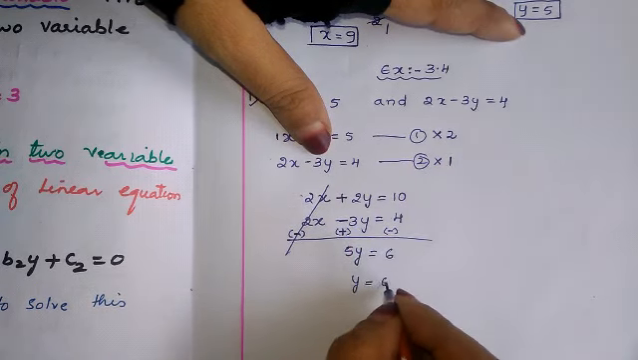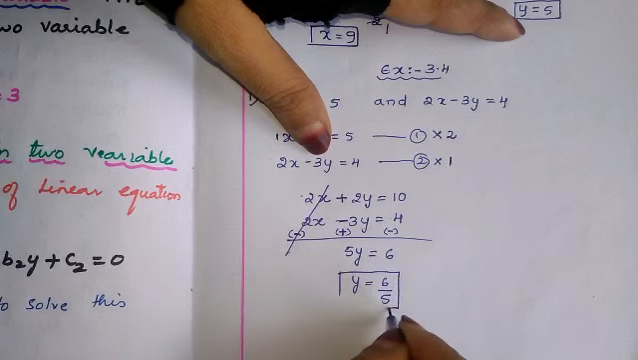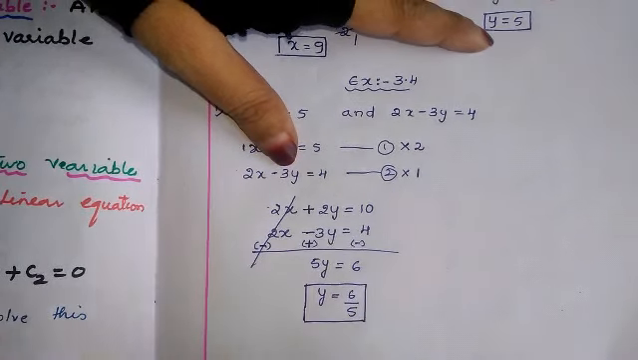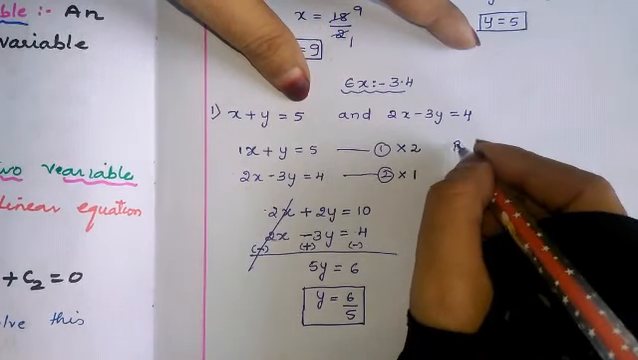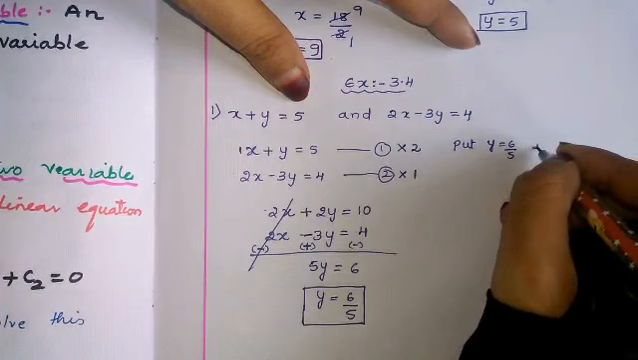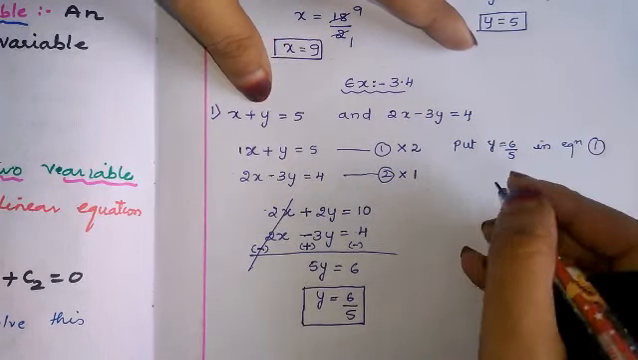Y is equal to 6 by 5. What we got? Y value we got, 6 by 5. Now put y is equal to 6 by 5 in equation 1 or 2, whichever you want. Put y is equal to 6 by 5 in equation 1. Okay, I'll take equation 1.